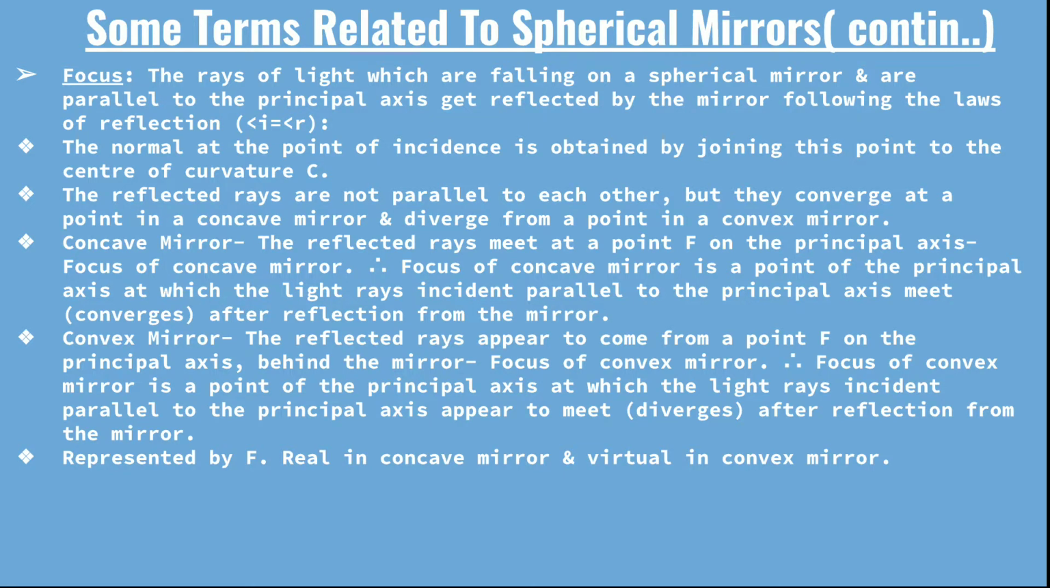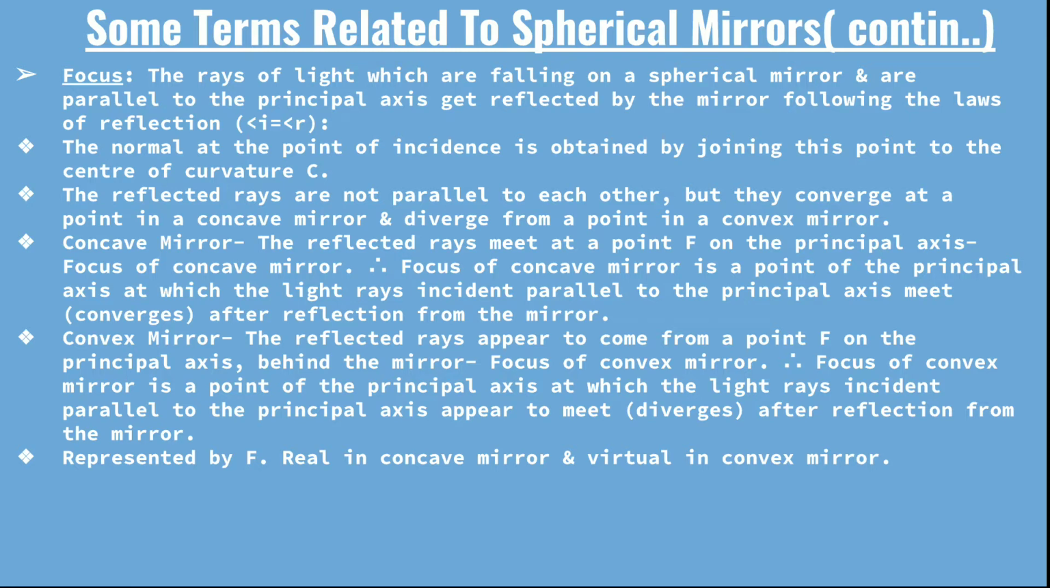So I'm continuing with some related terms of spherical mirrors. First is focus. What is focus? The rays of light which are falling on a spherical mirror and are parallel to the principal axis get reflected by the mirror following the laws of reflection. That is, angle of incidence is equal to angle of reflection.